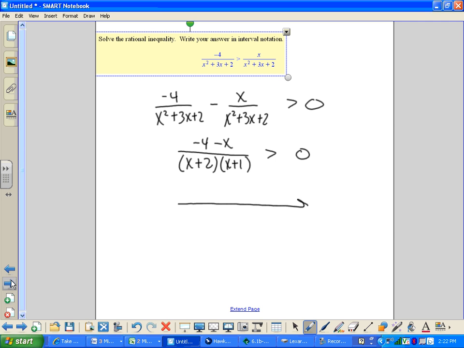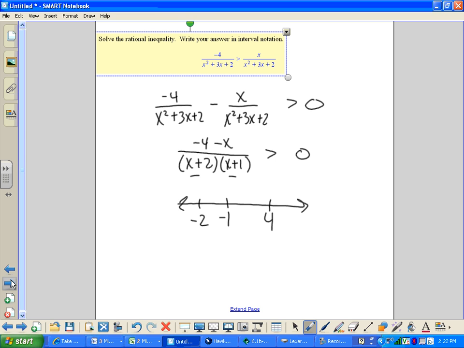So let's start with a numerator. Let's think what makes here the numerator be 0. So I'd take that -4 over and add it, and then divide by the negative. And so that would be a +4. And then on the denominator here, what would make those 0 here? That would be -2 and -1. So now we've got a lot more intervals to test this time.